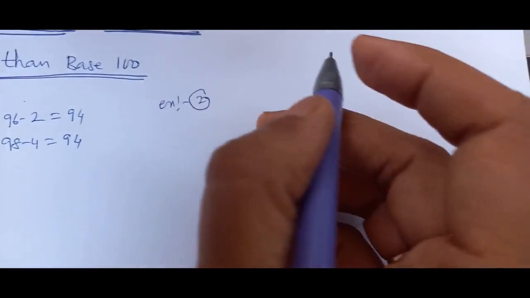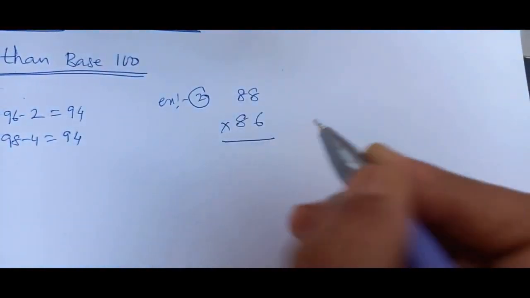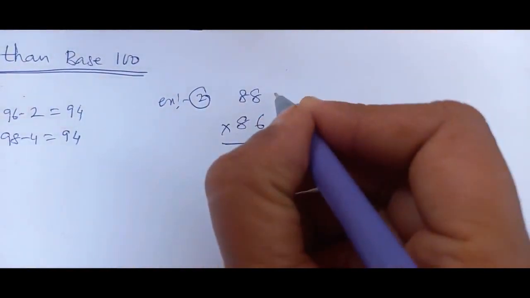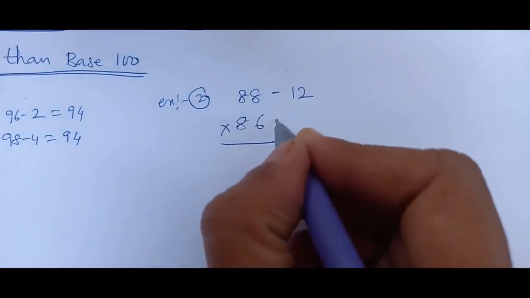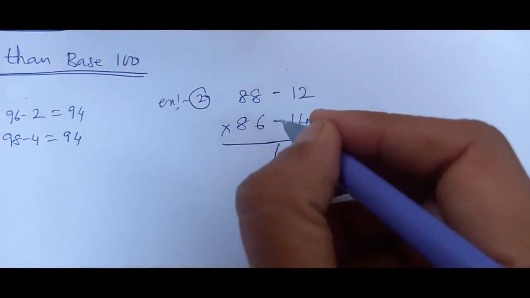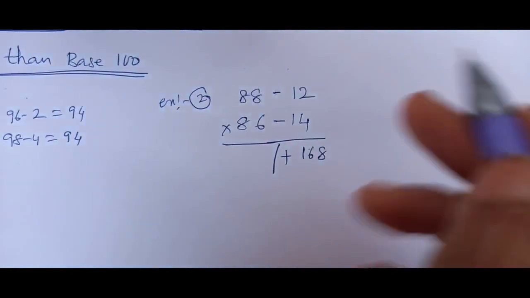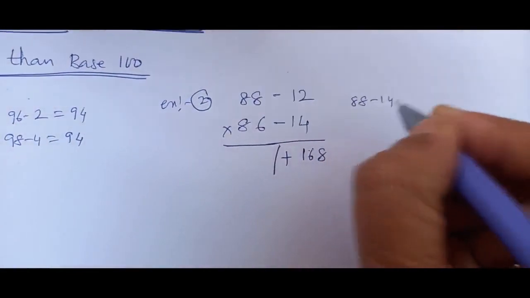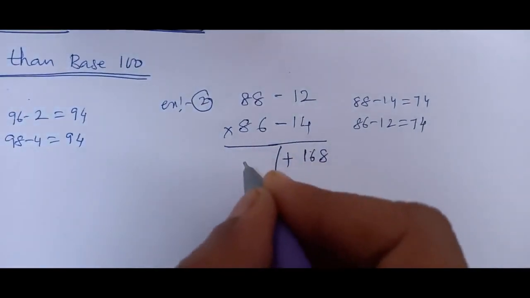Example 2. 88 into 86. 88 is below 100. It is 12 less than 100. 86 is also below 100. It is 14 less than 100. So write the answer in two parts. Minus into minus, write plus. 12 into 14, it is 168. Next, the LHS part we get by subtracting 88 minus 14 or 86 minus 12. In both cases the answer is the same, that is 74.